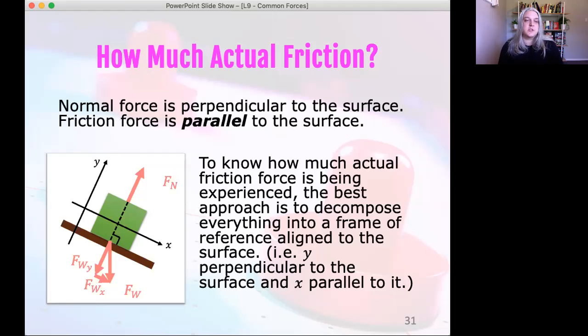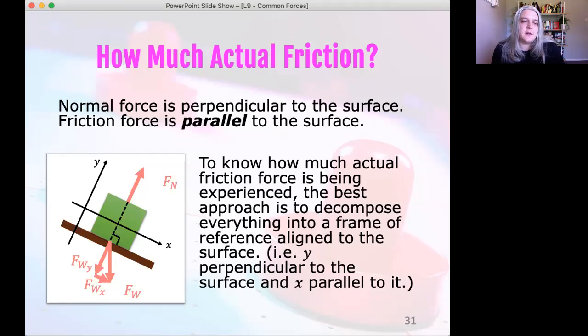Because if that object is going to move along the surface, it will move up or down the x direction, and the velocity would therefore be up or down the x direction, and the friction force would then be the opposite. So the friction force would only be in that x direction.